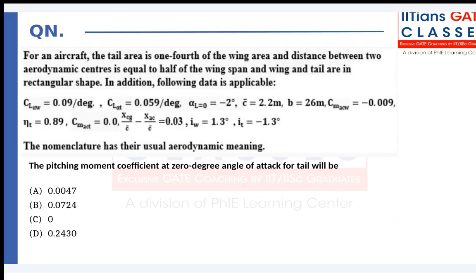The pitching moment coefficient at 0 degree angle of attack for tail will be... This is similar to the first question. What is the quantity they're asking you? What is the representation? How do we denote it? CM not tail, correct. So now try doing it.